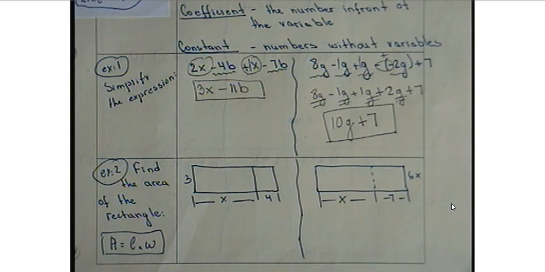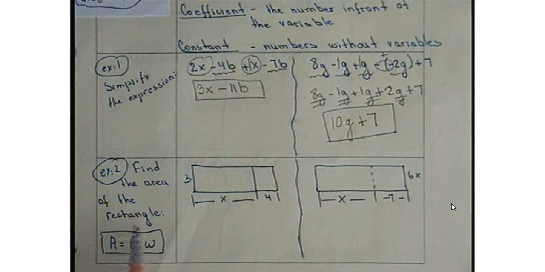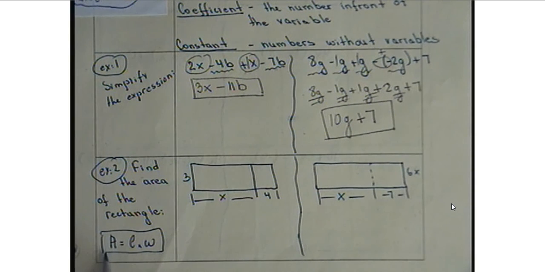Example number 2. So this is another area of this lesson. Find the area of the rectangle. Sometimes we deal with adding integers and combining like terms, but sometimes we will be given geometric shapes and be asked simple questions of finding the area. So we know the area formula for a rectangular shape is A equals length times the width.